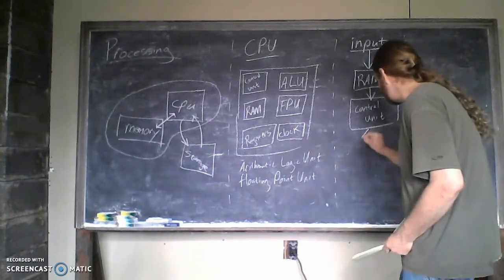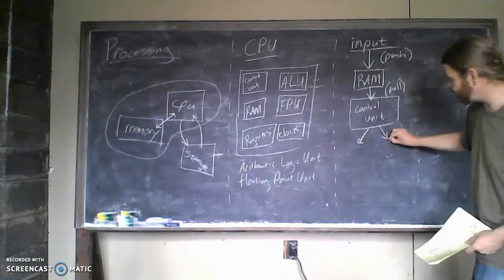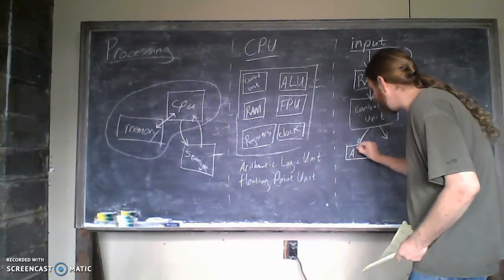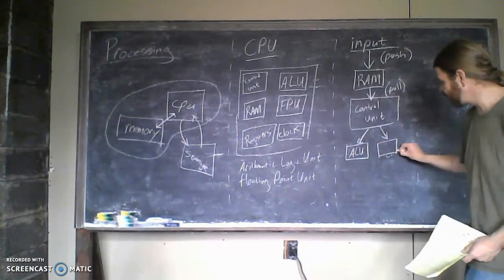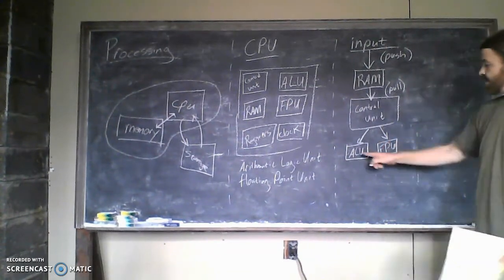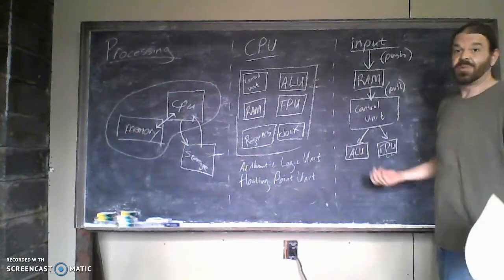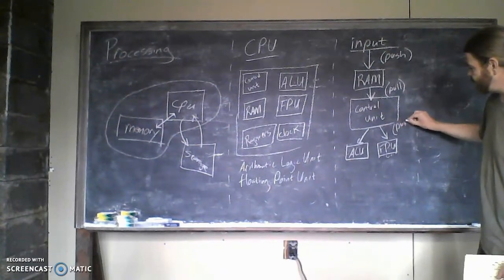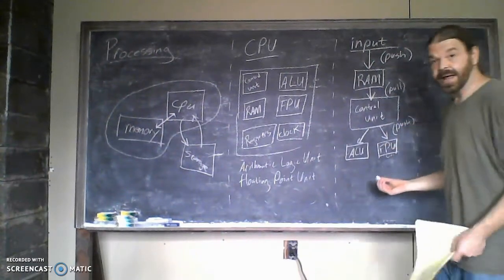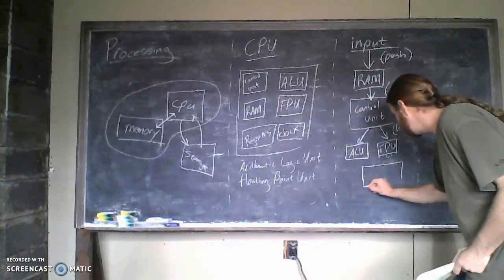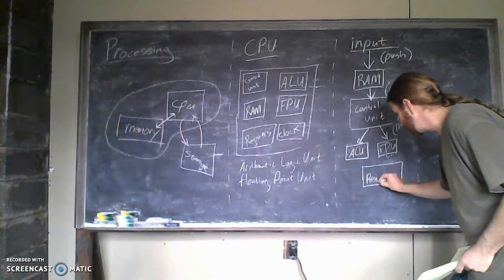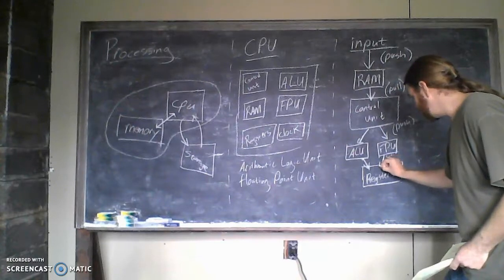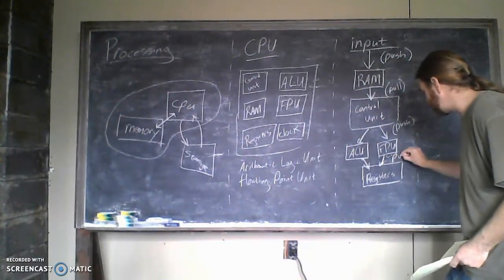And there are more parts. This is a simplified drawing, just an introduction to it. And it will push it onto either the ALU or the FPU, the arithmetic logic unit or floating point unit, depending on if we're working with whole numbers or decimals, whichever type of math we need. The control unit will push it on there. And then from that, it's going to go to the registers. We get pulled into the registers.